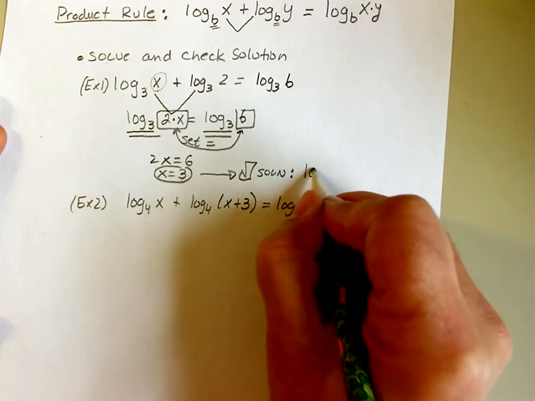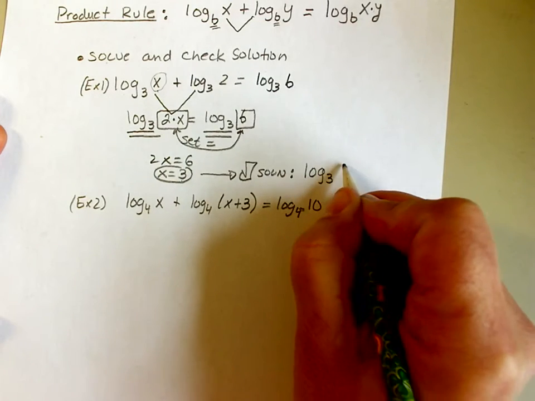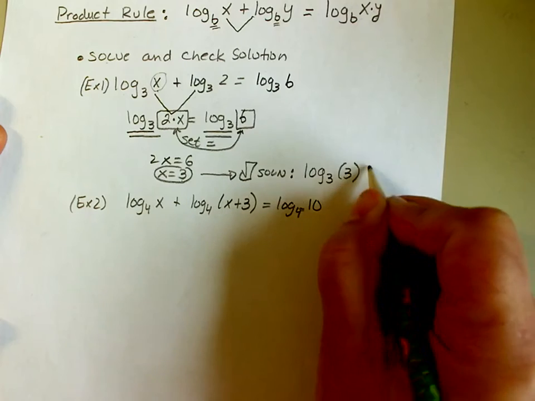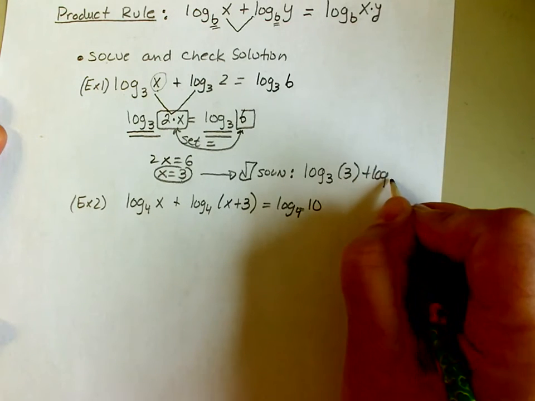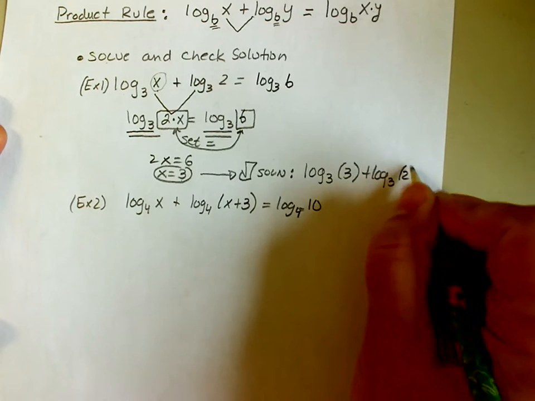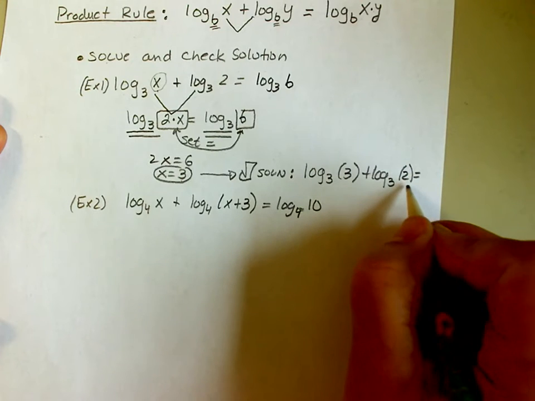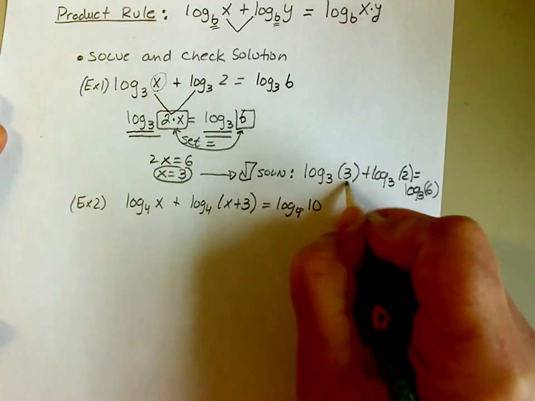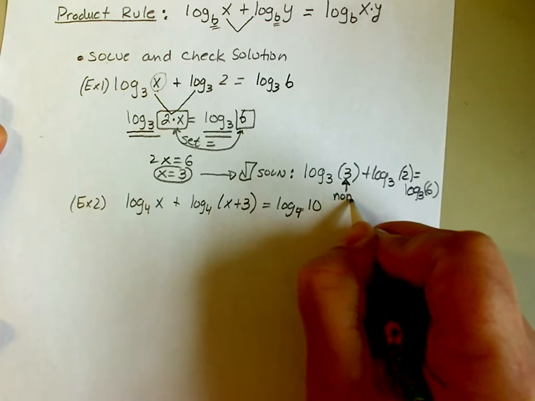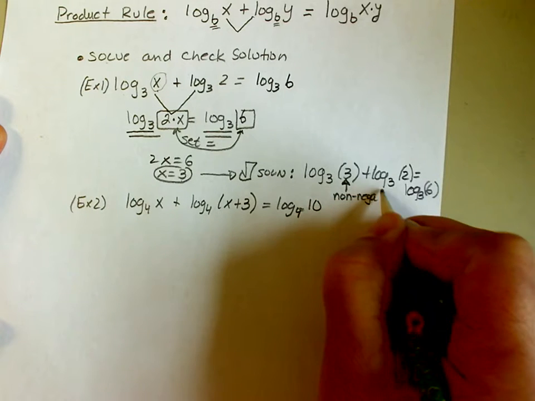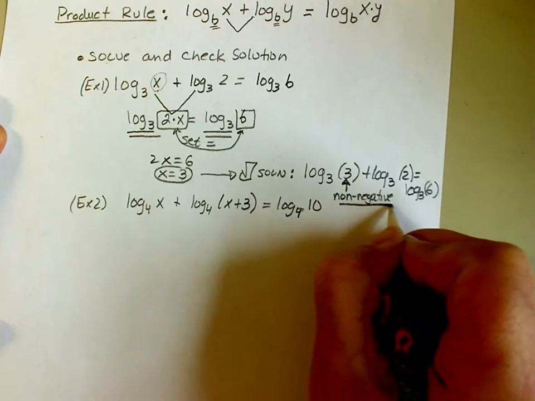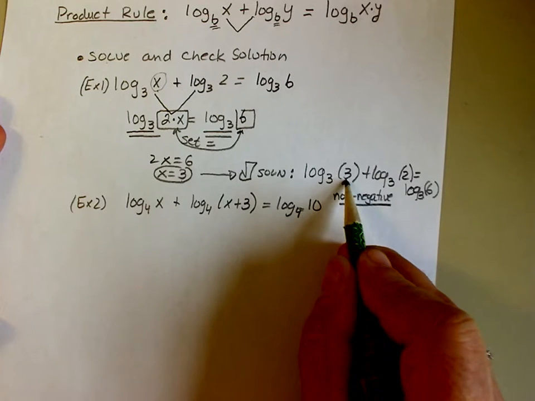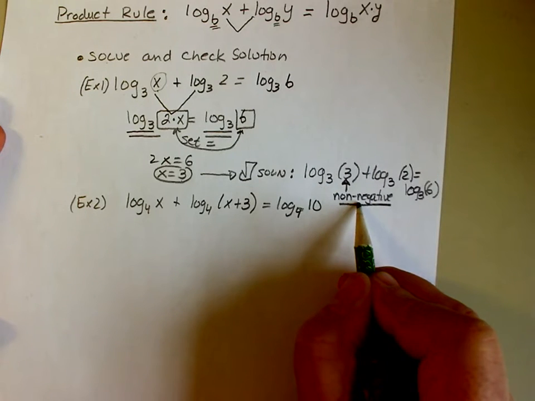So for example, the logarithm base 3 of 3 plus the logarithm base 3 of 2 is equal to the logarithm base 3 of 6. Since this value is non-negative, then we know that it will be a solution.